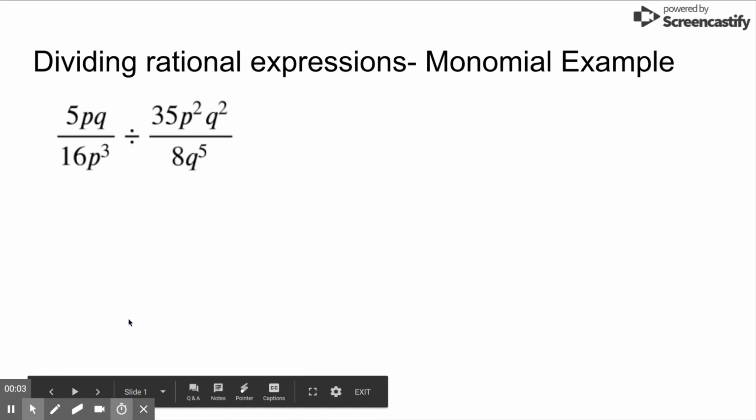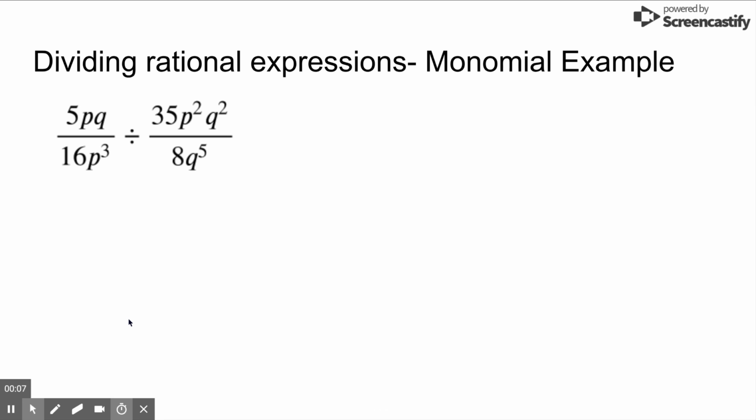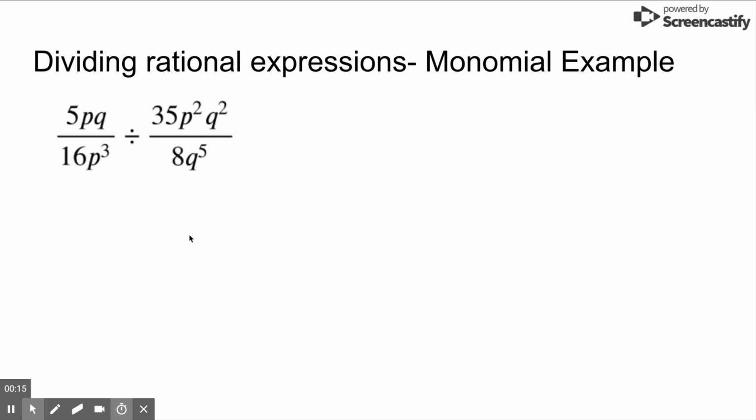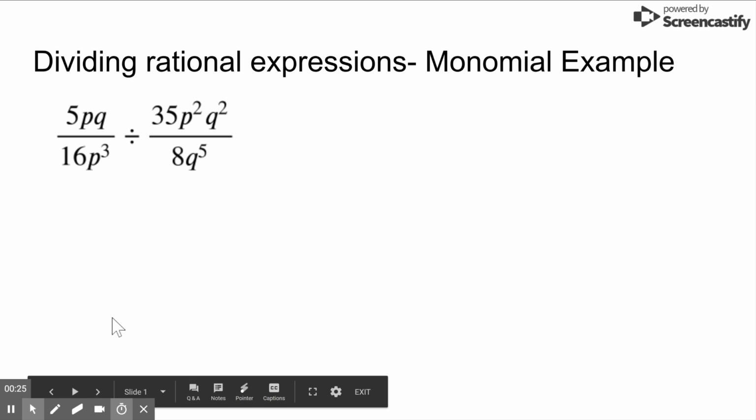Today we're going to go over two examples on dividing rational expressions. Our first example is going to be a monomial example that will show us how to divide rational expressions with monomial or single terms. So we're going to start with 5pq over 16p to the third divided by 35p squared q squared over 8q to the fifth.